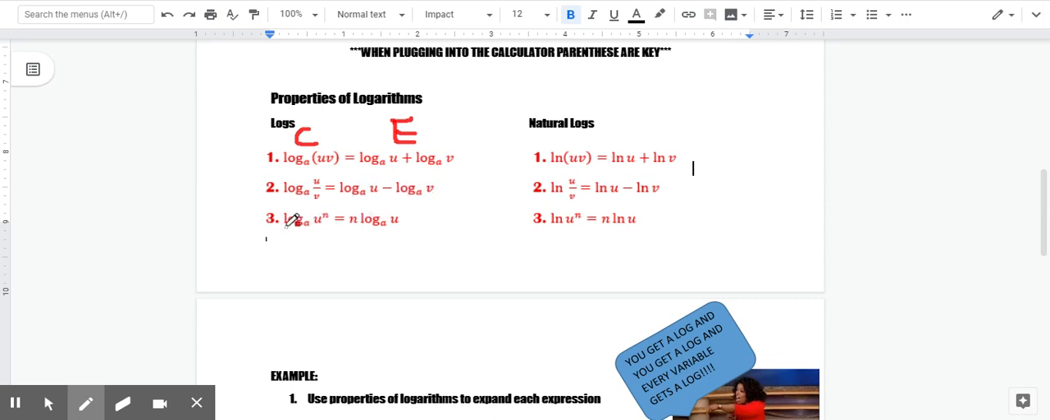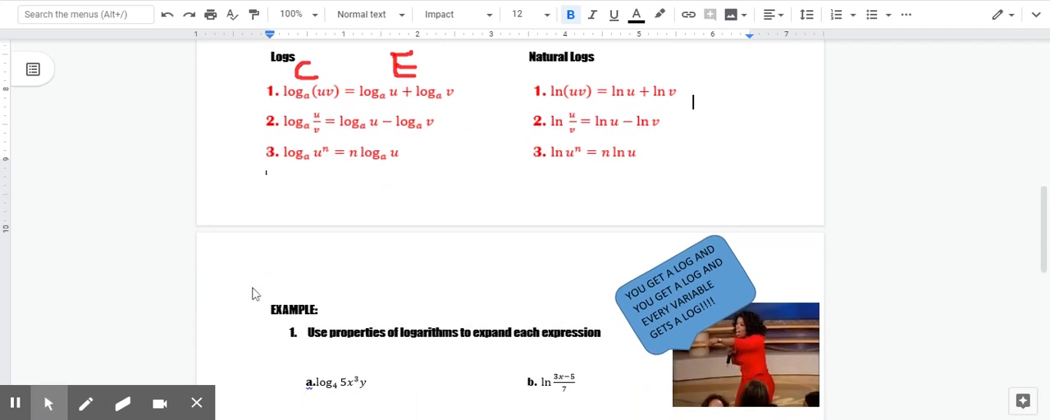This last property is taking an exponent. So in condensed form, we have an exponent on our base. In expanded form, we can bring the exponent in front of the log. So that is the last property that can go from condensed to expanded. So once you have those written down, we're going to move on to some examples.